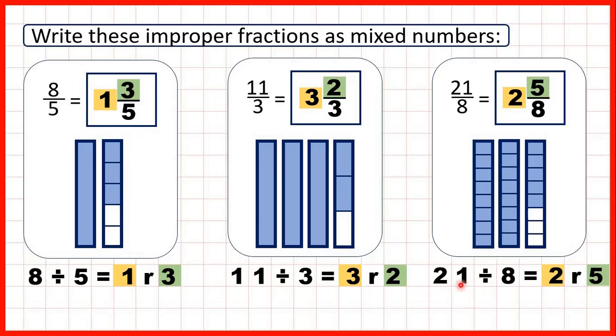So why do we divide 21 by 8? Well, dividing by 8 means that we get 2 remainder 5, because we've now made 2 whole bars, but we have 5 eighths of this bar remaining, so that's 2 and 5 eighths.